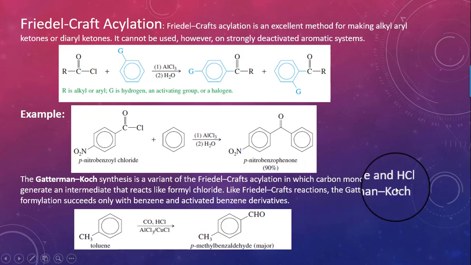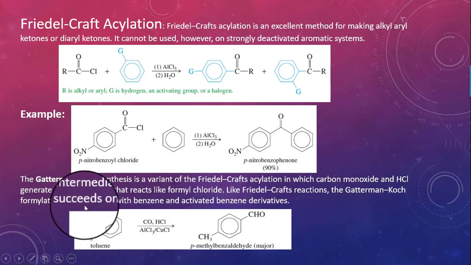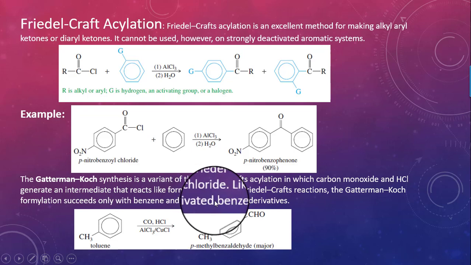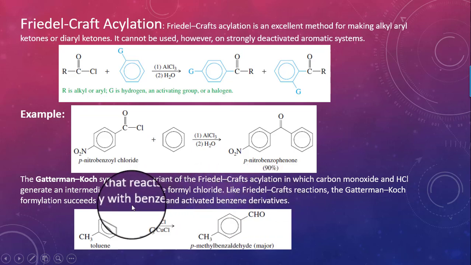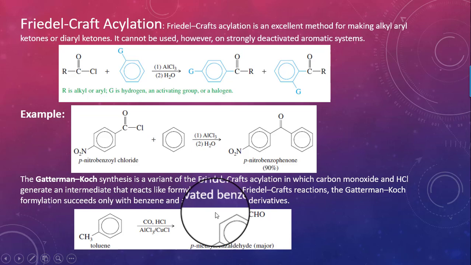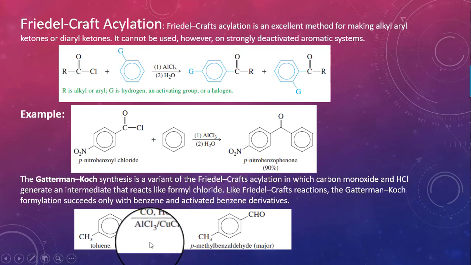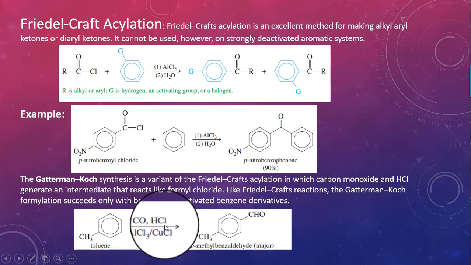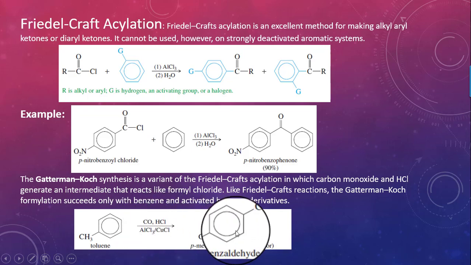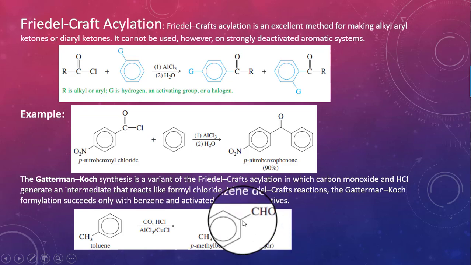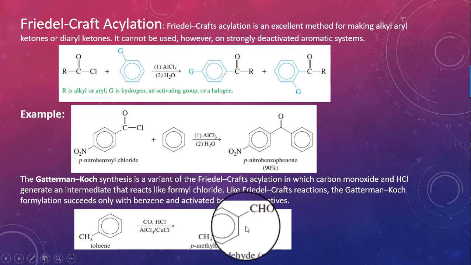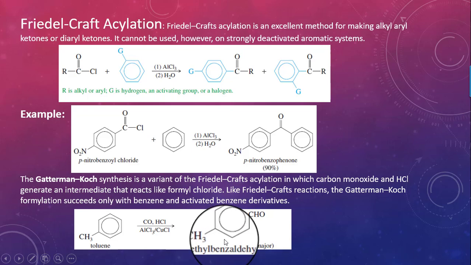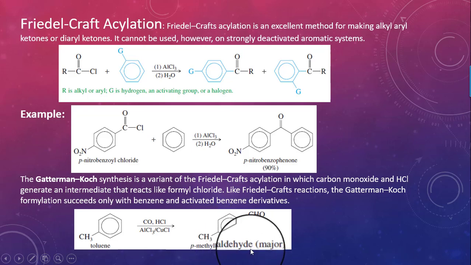Like the Friedel-Crafts reaction, the Gattermann-Koch formylation succeeds only with benzene and activated benzene derivatives. This reaction is called the Gattermann-Koch synthesis, and it is mostly done for the substitution of a formyl group on the benzene ring. So toluene is made to react with carbon monoxide and HCl in the presence of AlCl3 or copper chloride, and this leads to the formation of formyl substituted benzene, para-methyl benzaldehyde.